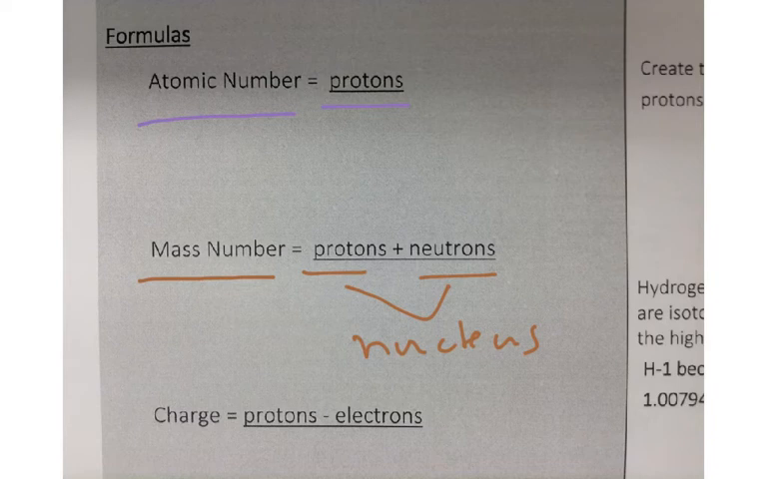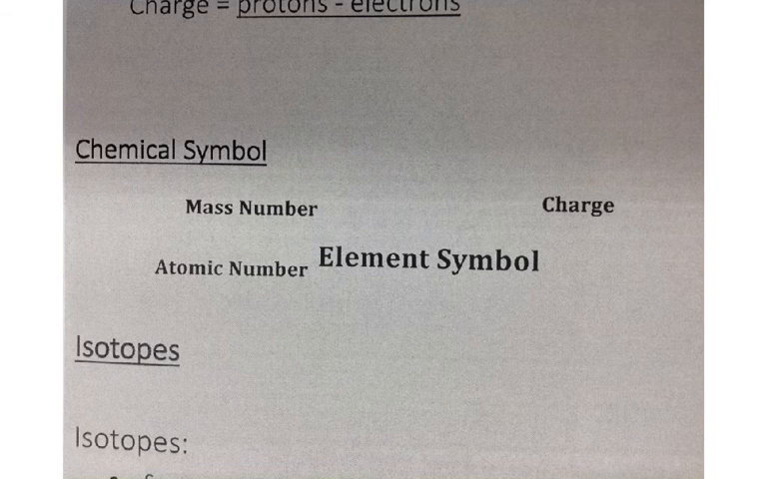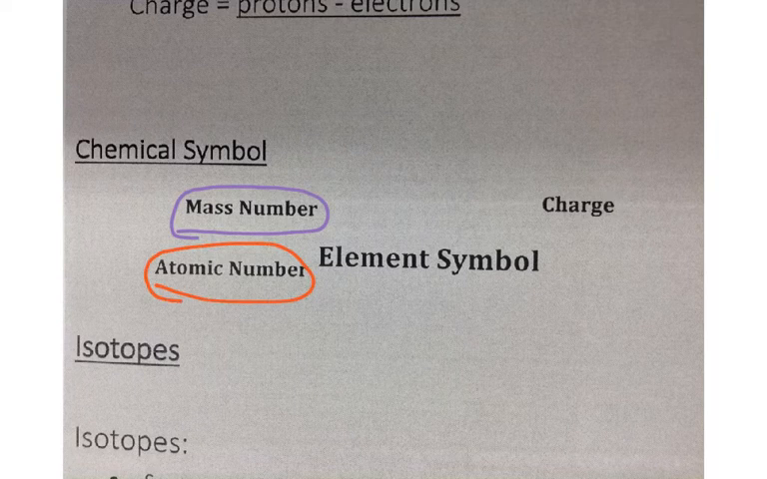Okay, you do also need to understand how a chemical symbol is written. The mass number is always written in the upper left. The atomic number is written in the lower left. The element symbol, or the symbol that's found on the periodic table, is in the center, written large. And then the charge of that element, so making it an ion, is written in the upper right.